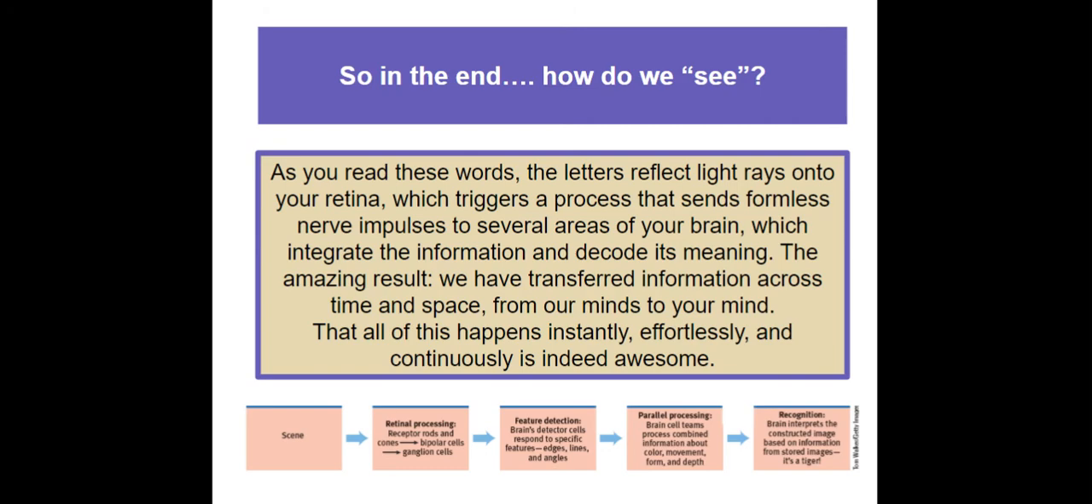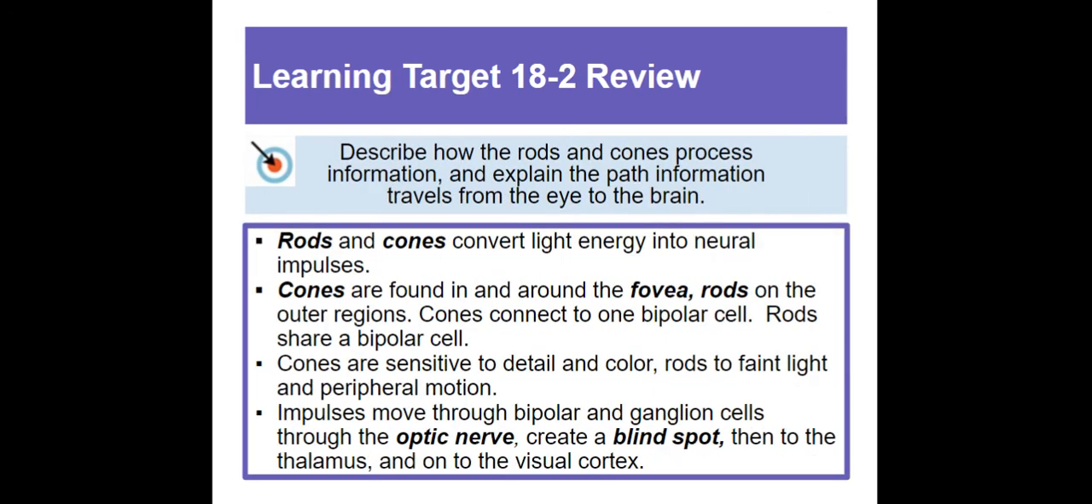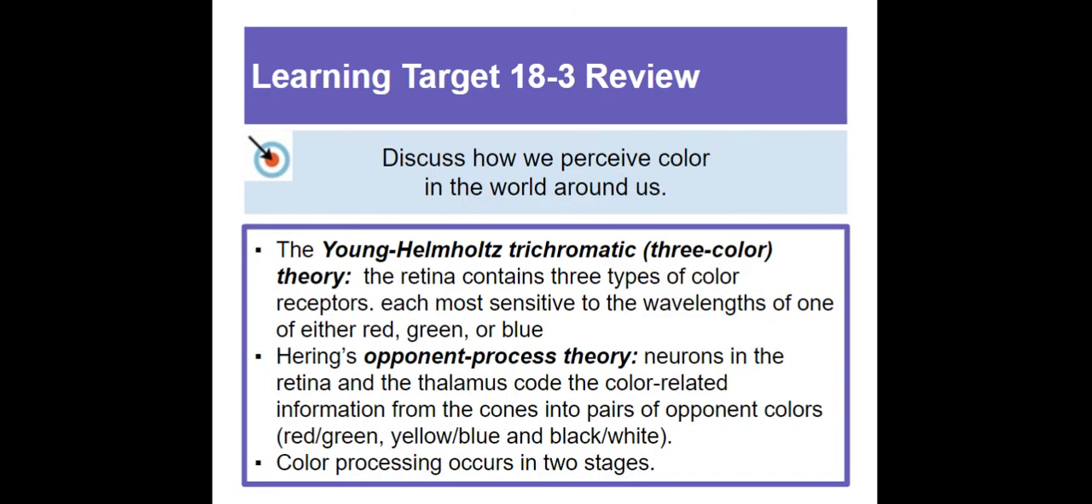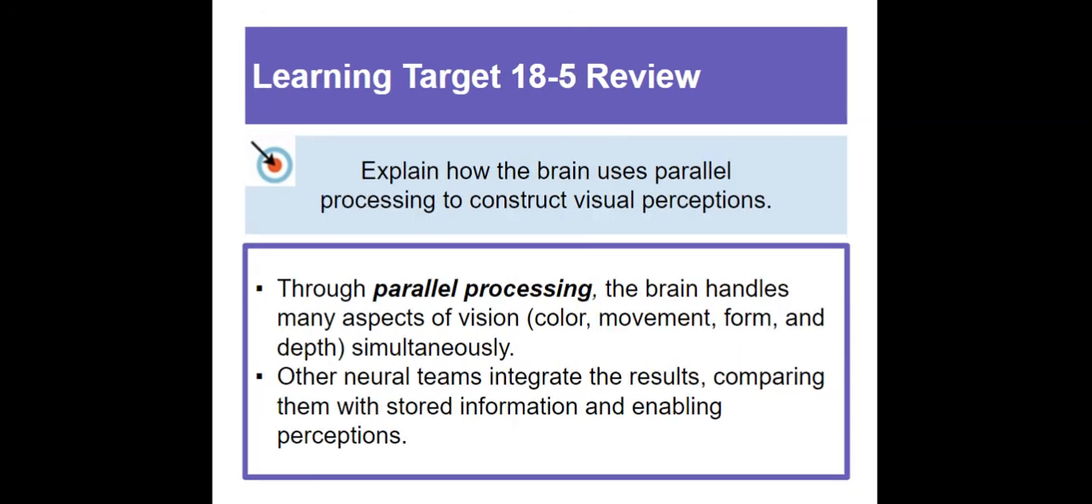Okay, folks, that does it for 18. A little bit longer than 17, but thanks for bearing with. Make sure you know the parts of the eye. Make sure you know rods, cones, optic nerve, and blind spot, not to mention the retina, the fovea, etc. The 2 theories on color sight. Make sure you know feature detectors and what they do, and parallel processing and why it is important.